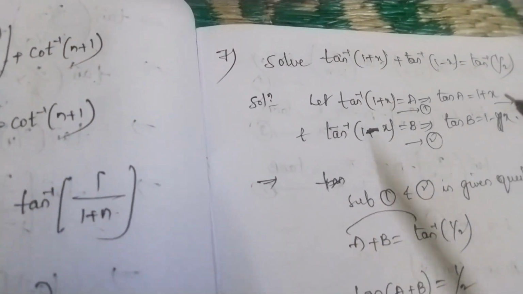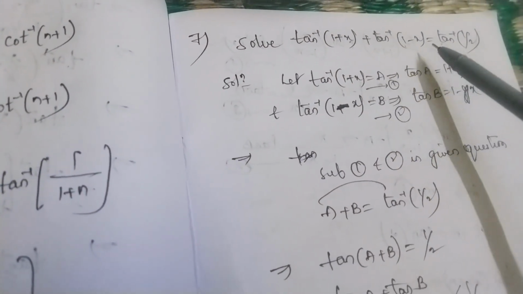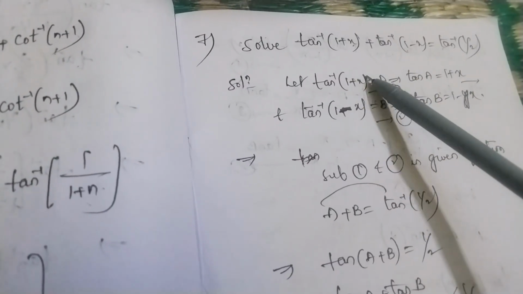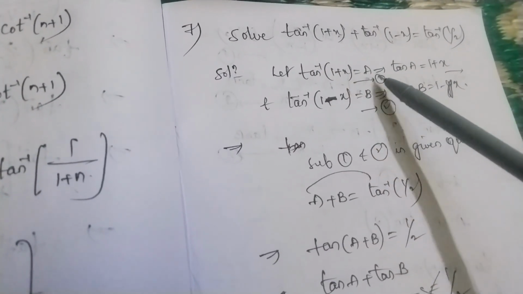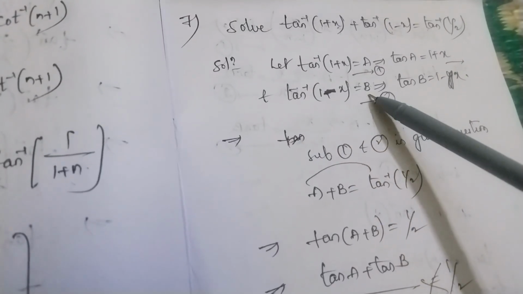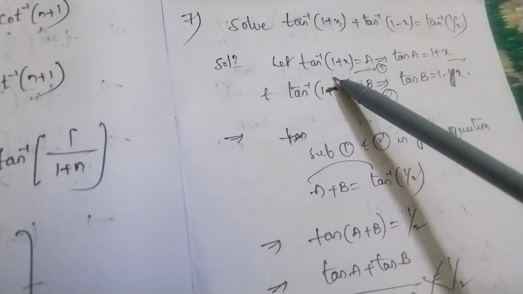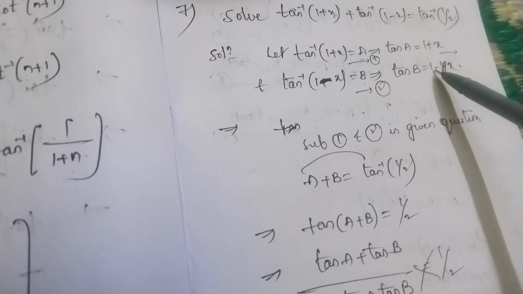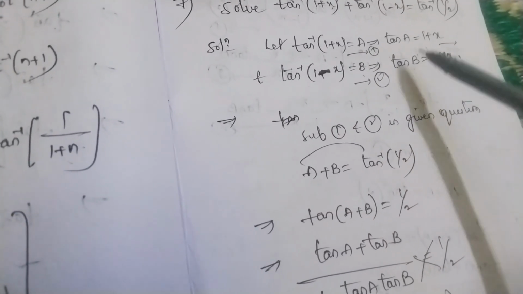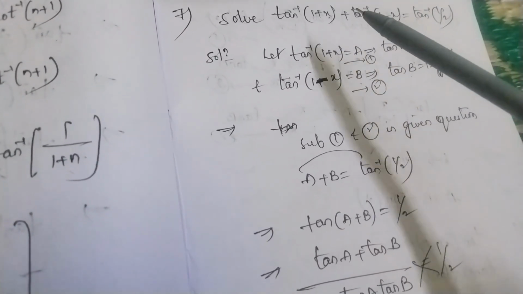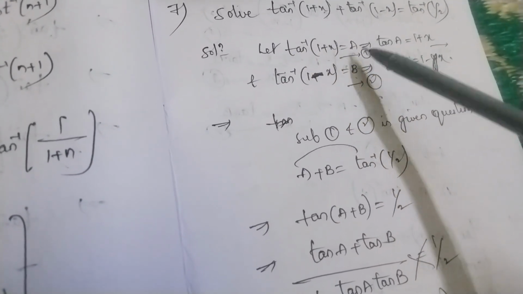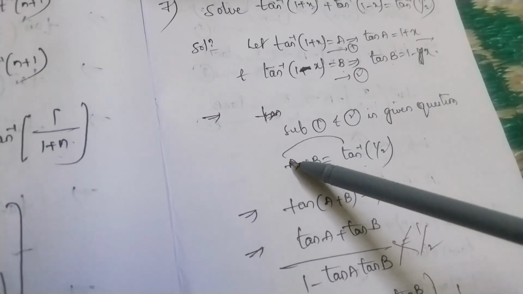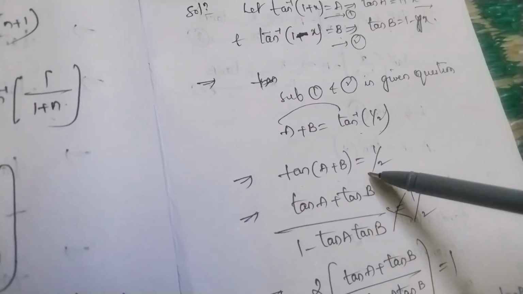The next question: solve tan inverse of 1 plus x plus tan inverse of 1 minus x is equal to tan inverse of 1 by 2. Again, we take tan inverse of 1 plus x as a and tan inverse of 1 minus x as b. So from the tan inverse, on the right hand side, 1 plus x is equal to tan a and 1 minus x is equal to tan b. Substitute in the given question: a plus b is equal to tan inverse of 1 by 2. Taking this tan inverse term to the left hand side, it becomes tan of a plus b is equal to 1 by 2.